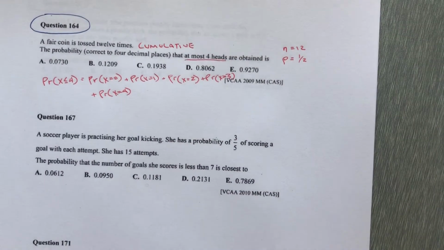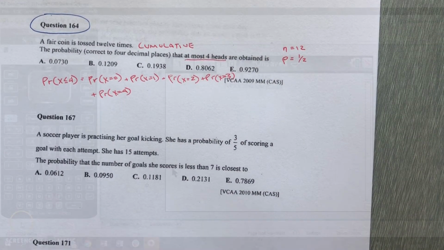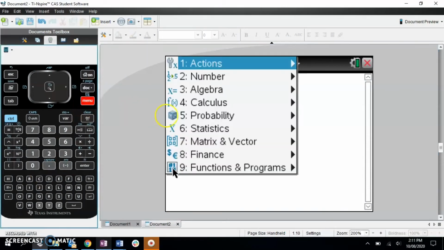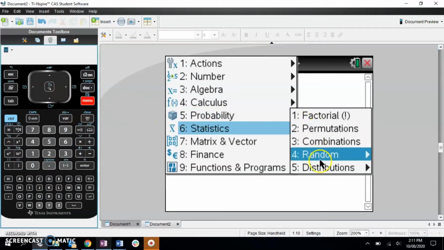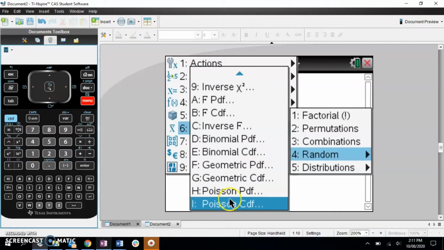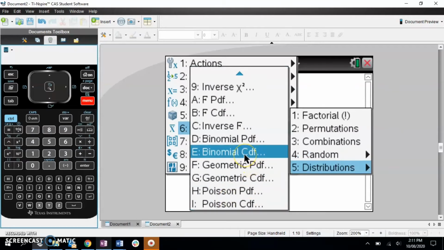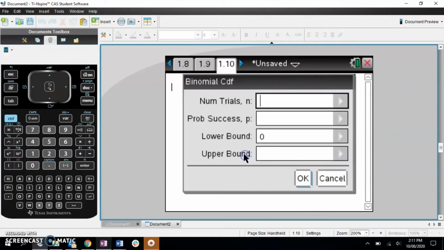So let's go into our CAS and work out how to get through. Similar steps as before: menu, probability, distributions, but this time binomial CDF, because we're accumulating here. So CDF, now the number of trials that we had was 12. We were tossing that coin 12 times. The probability of success each time was 1/2.